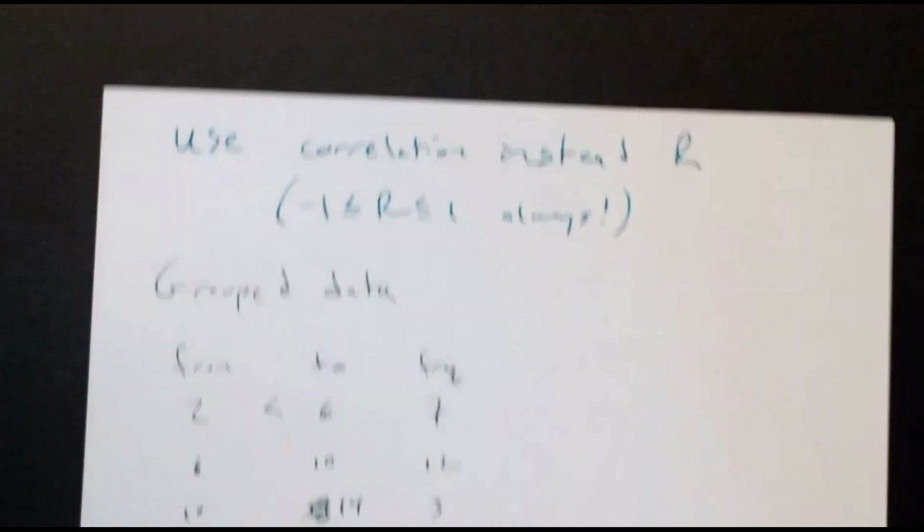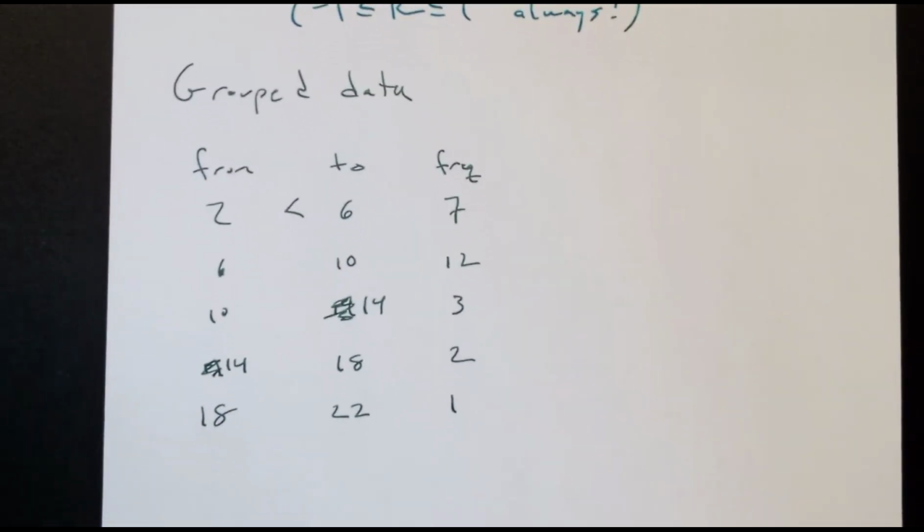So I have bin widths of 4, and I have a frequency for each bin. I know there are 7 values between 2 and 6. And if I'm looking at the histogram, I would put that bar on the histogram at height 7, width 4.